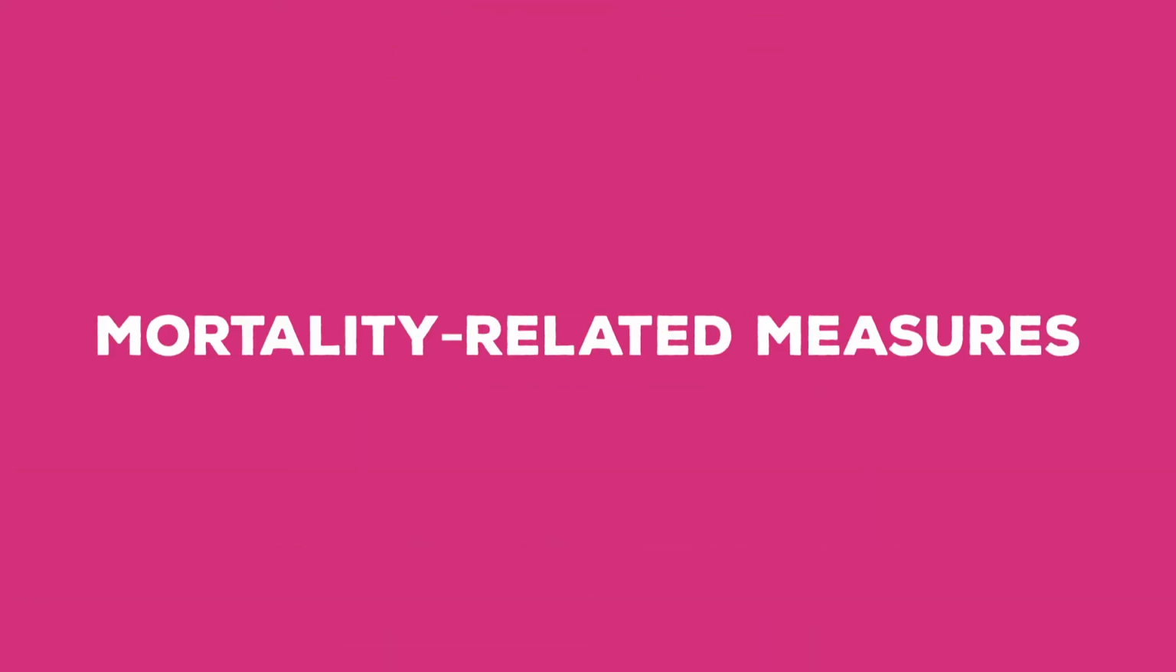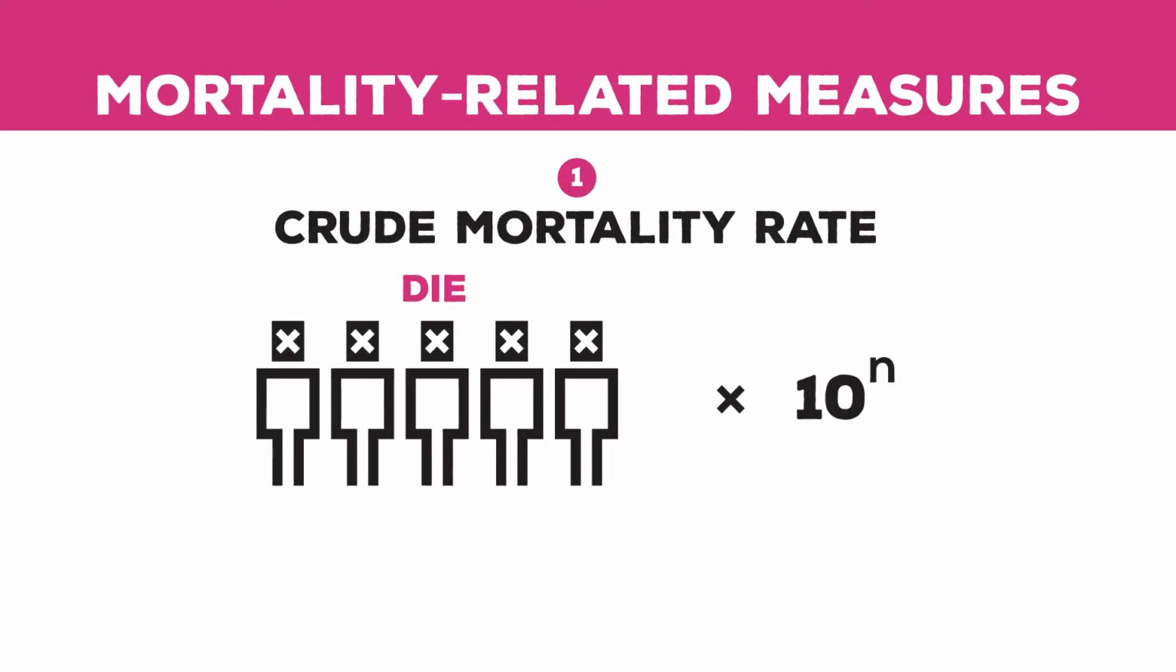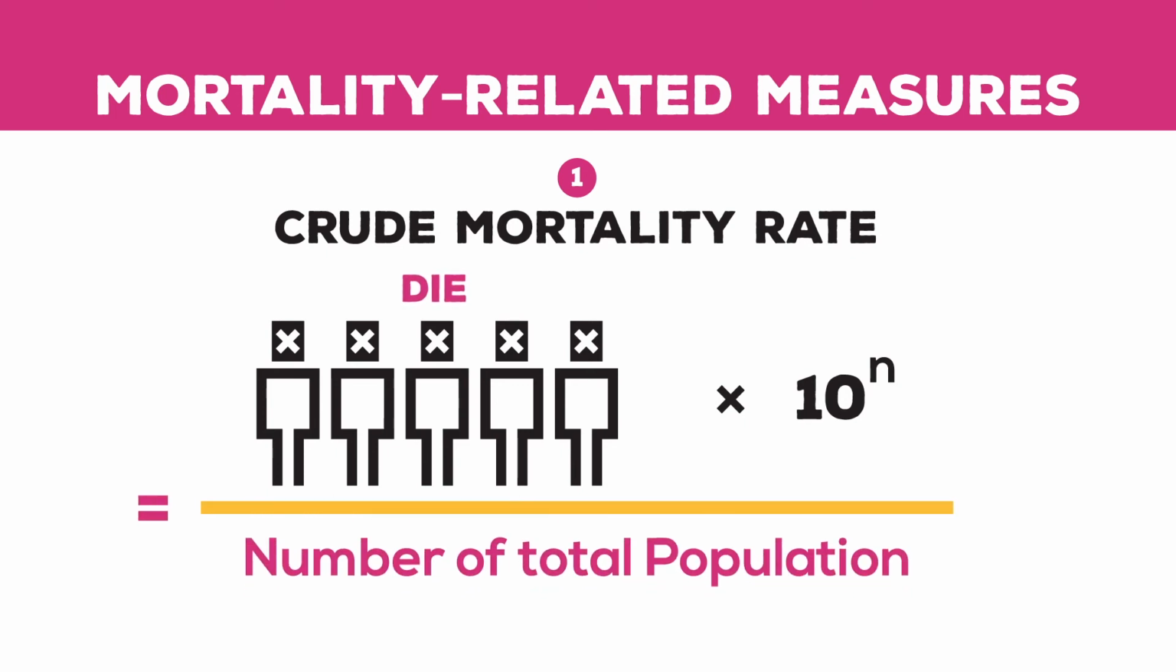In order to examine the importance of a disease or public health problem, we need to be able to measure the frequency of deaths from the disease. 1. Crude mortality rate is deaths from all causes, calculated from number of deaths in a specific period divided by number of total population multiplied by 1,000 or any other figure. The total population at mid-year is generally used as an approximation.